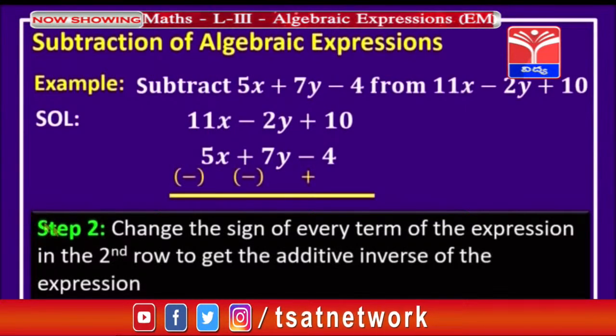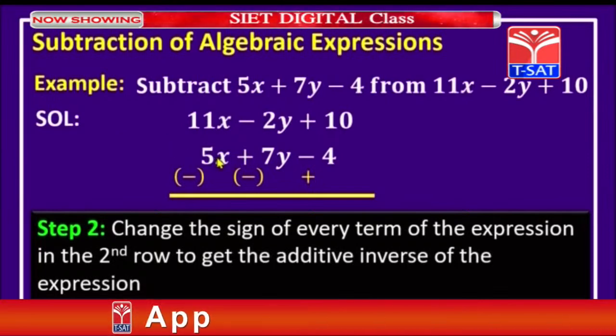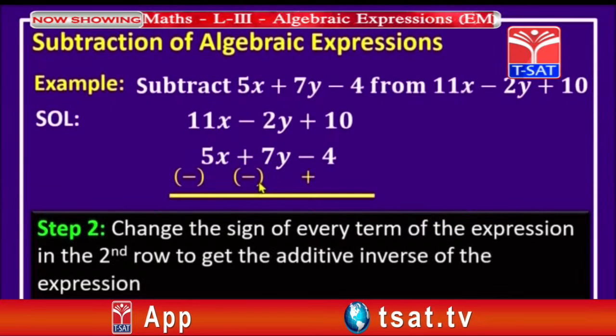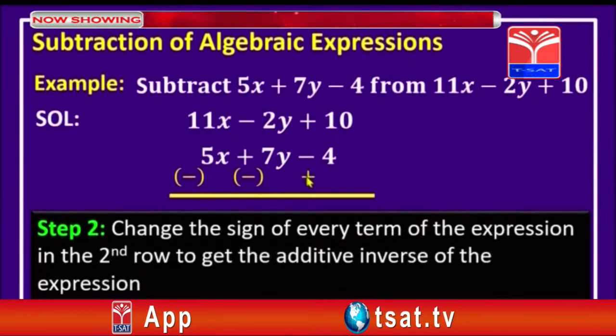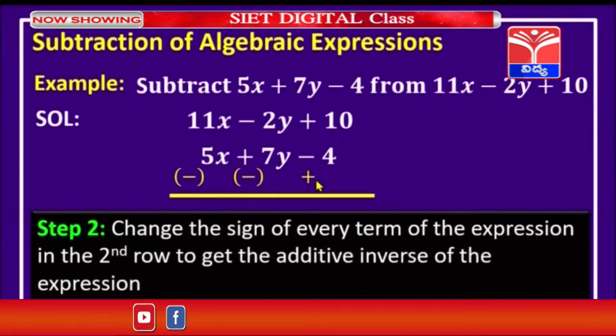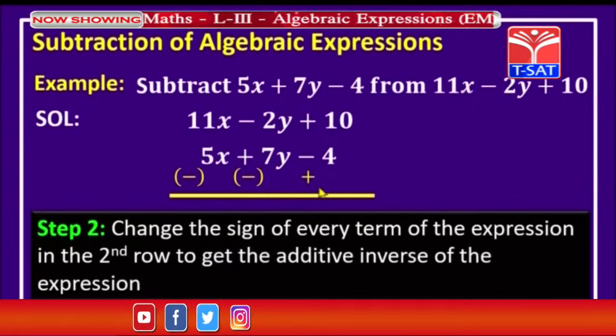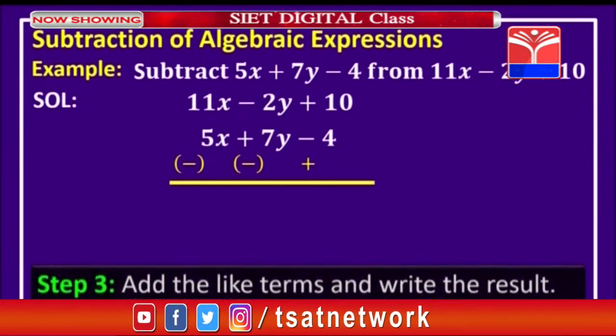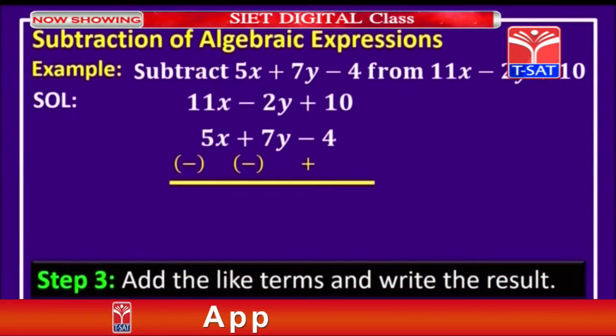Here if you notice, we have plus 5x, so it will become minus 5x. Here we have plus 7y, it will become minus 7y. It is minus 4, it becomes plus 4. Now this is the most important step, children. Particularly we need to follow this in the subtraction case only. Now in the third step, we are going to add the like terms and write the results.